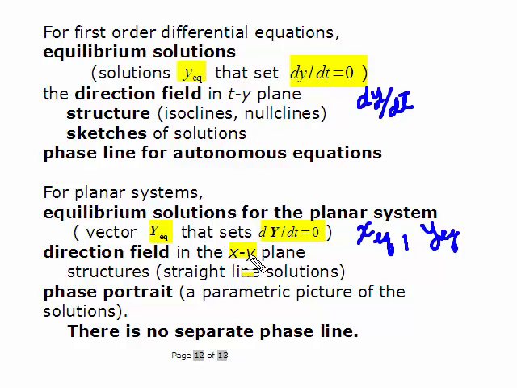There are structures, there are straight line solutions. We're going to see some of those. But in this direction field, we're going to sketch the phase portrait. And that's a parametric picture of the solutions. That all happens with the direction field in the xy plane. And there is no separate phase line. For the first order equations, there was a separate phase line.